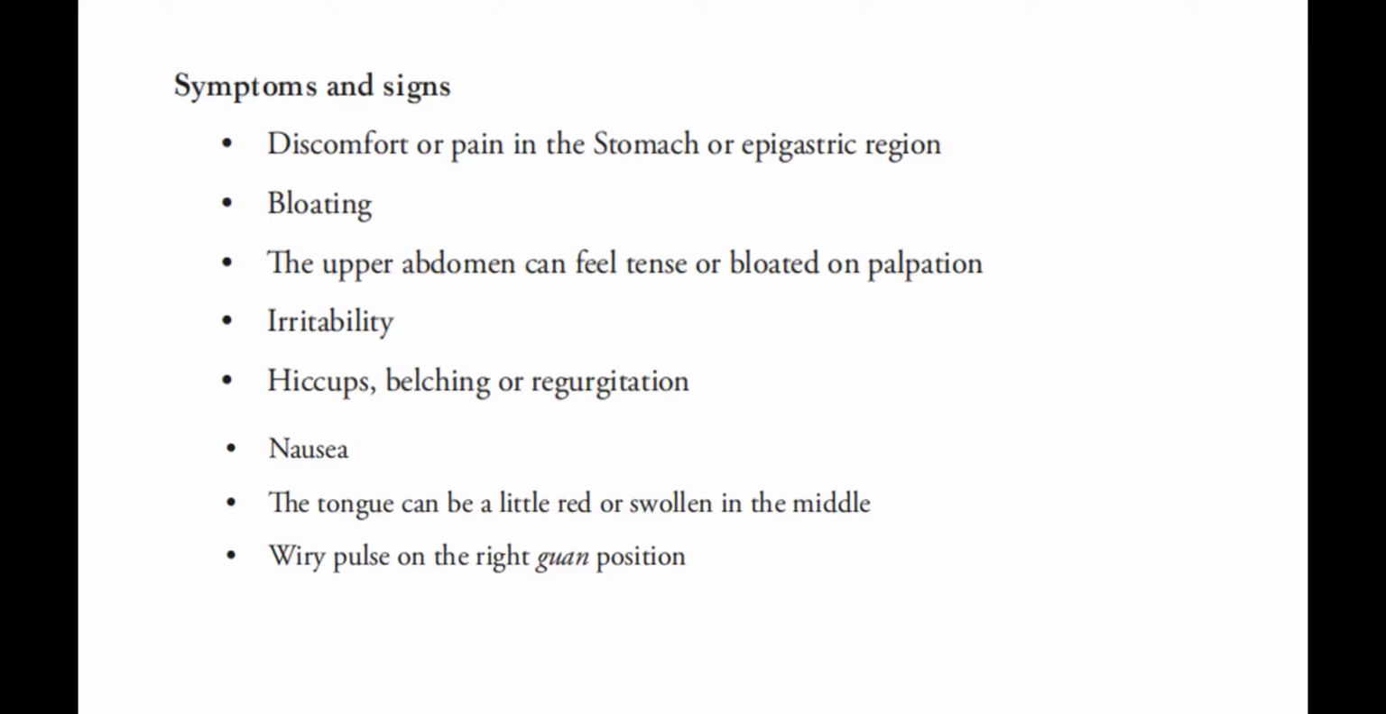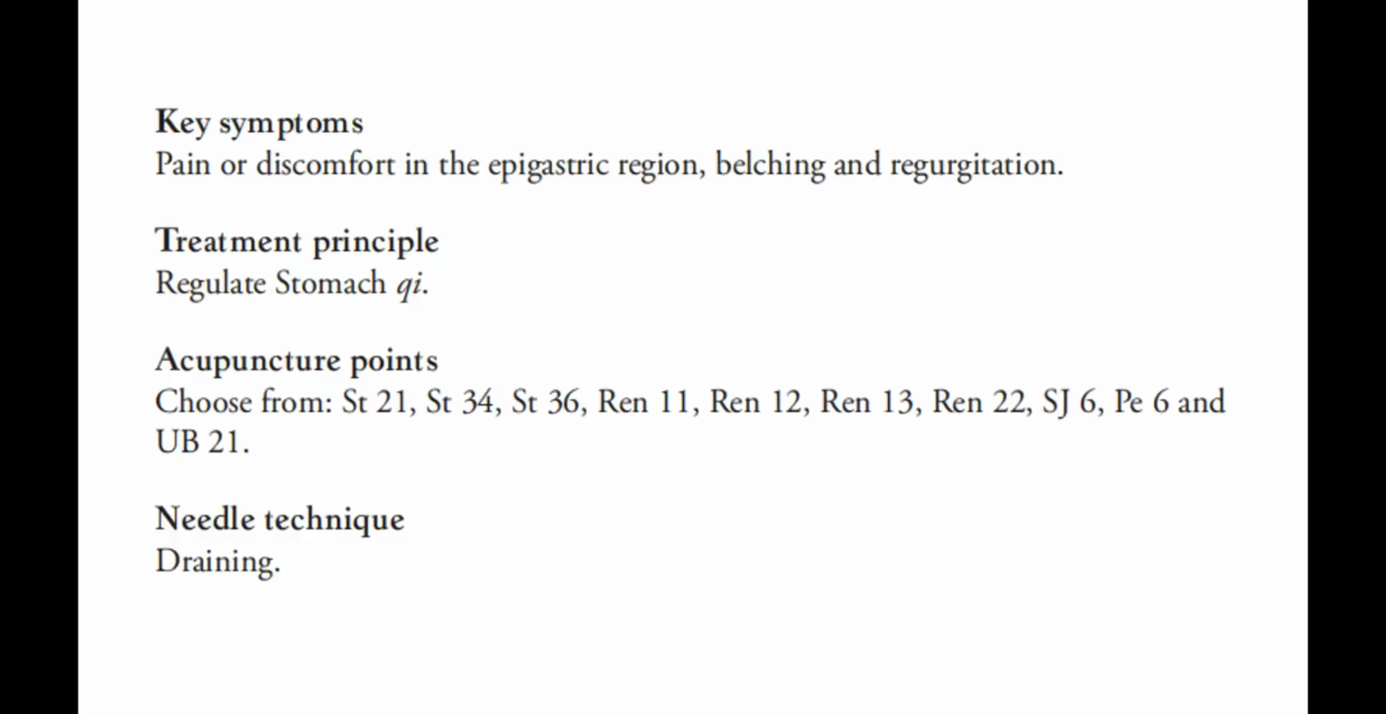Stomach chi stagnation has the following symptoms and signs: discomfort or pain in the stomach or epigastric region, bloating, the upper abdomen can feel tense or bloated on palpation, irritability, hiccups, belching or regurgitation, nausea. The tongue can be a little red or swollen in the middle, and the pulse would be wiry on the right guan position. The key symptoms here are pain or discomfort in the epigastric region, belching, and regurgitation.